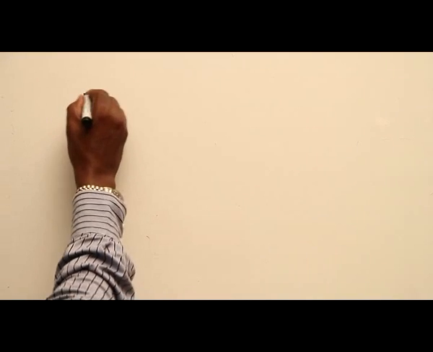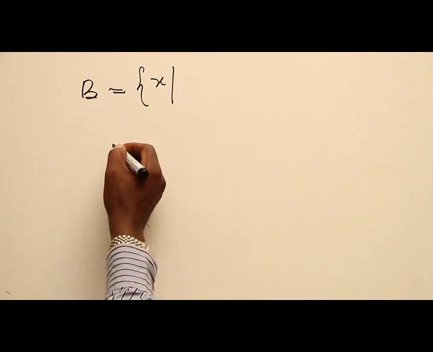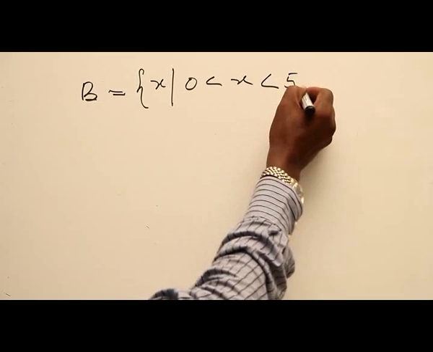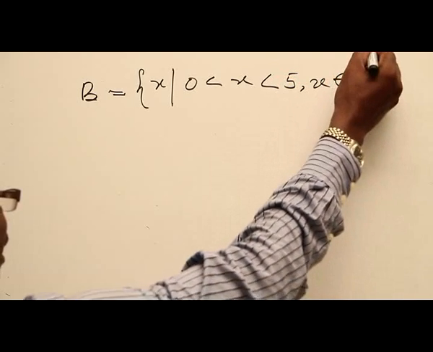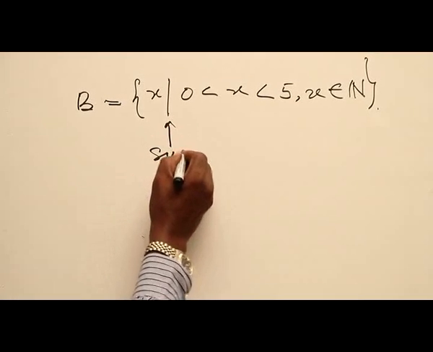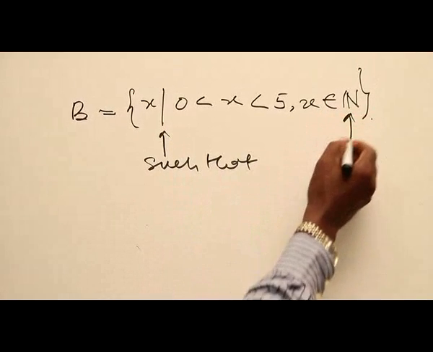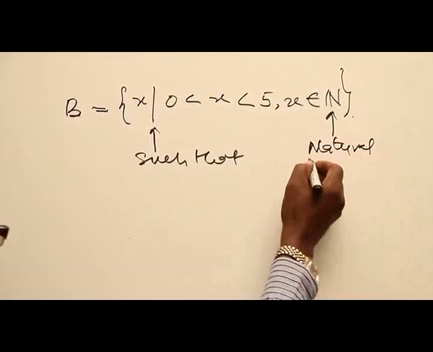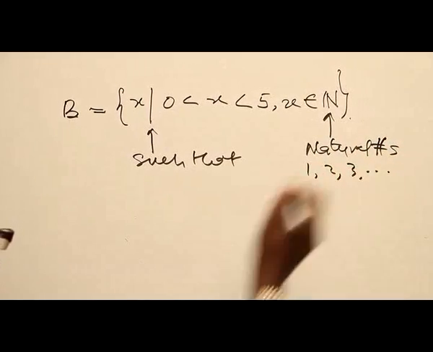Another example could be a set B, and set B is defined as S such that 0 is less than S and S is less than 5, where S belongs to the set of natural numbers. Now let's look at what we have said. This stroke here means the same thing as "such that", and this one here is the set of counting numbers, the natural numbers. And the natural numbers here, we are talking about 1, 2, 3, and it goes on like that.